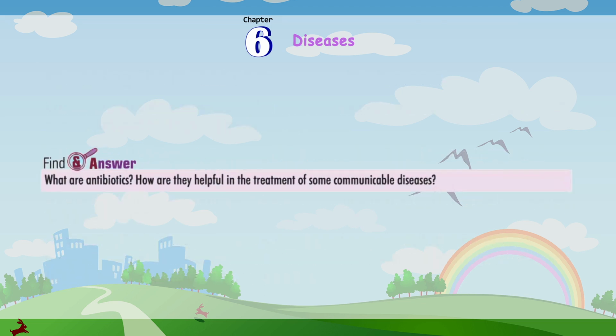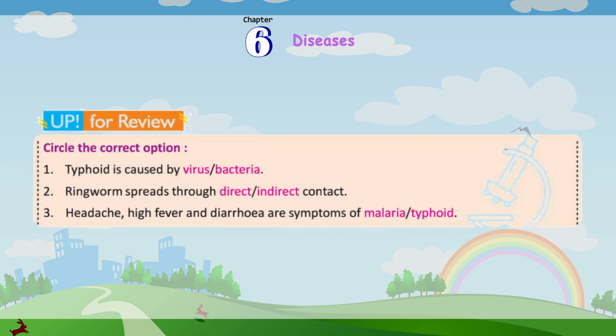Find and answer. What are antibiotics? How are they helpful in the treatment of some communicable diseases? Up for review. Circle the correct option. Number 1. Typhoid is caused by virus, bacteria. Number 2. Ringworm spreads through direct, indirect contact. Number 3. Headache, high fever, and diarrhea are symptoms of malaria, typhoid.